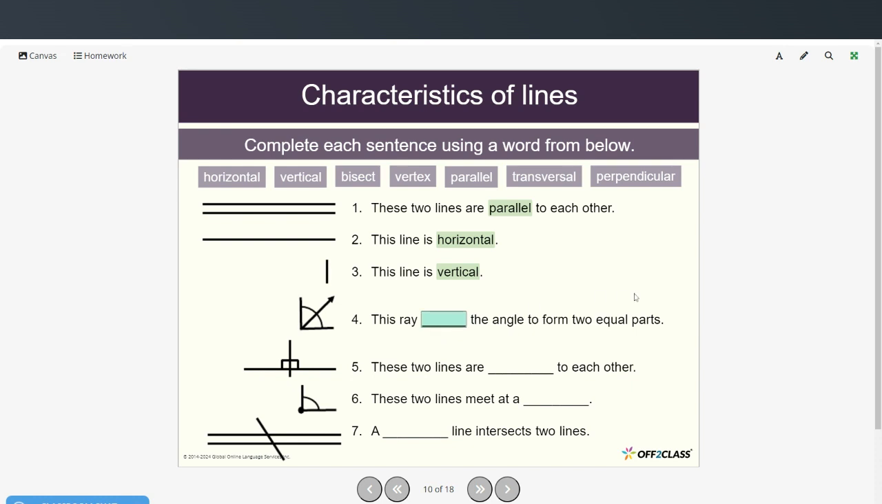This ray bisects the angle to form two equal parts. These two lines are perpendicular to each other. And these two lines meet at a vertex. And a transversal line intersects two lines.